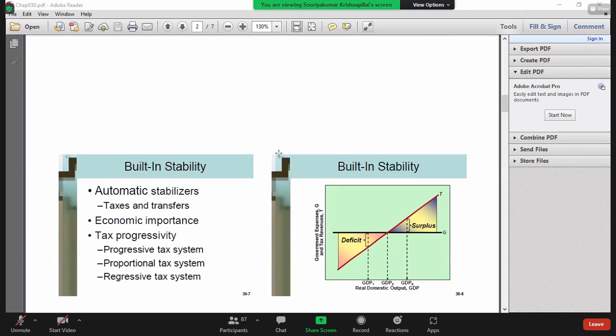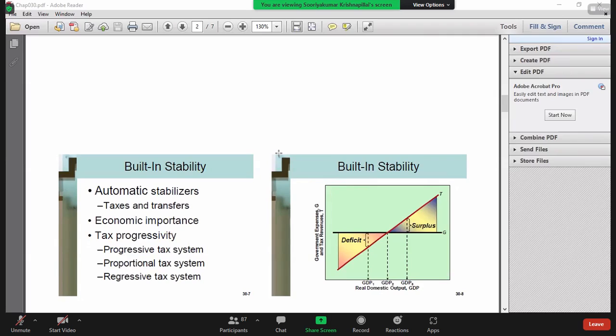Transfer payments also. When it is surplus time, transfer payments decrease. Opposite, when there is a deficit, transfer payments increase. Government social security should increase. So this is passive fiscal policy.